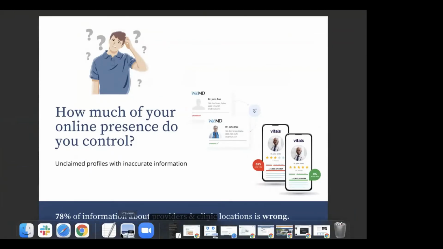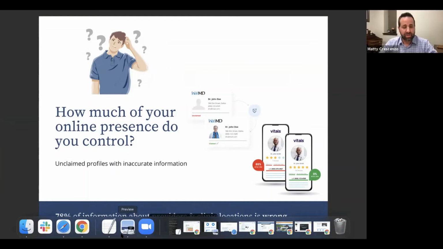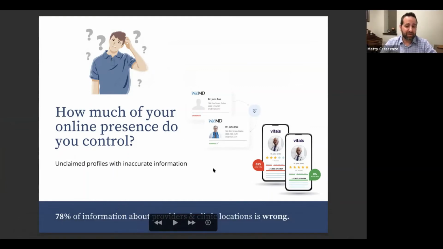So what I was referencing here was 70% of information about doctors and clinic information is wrong. That's a sample size of about 2,500 profiles in our system. And so that's a really high error rate when it comes to doctor profile information.